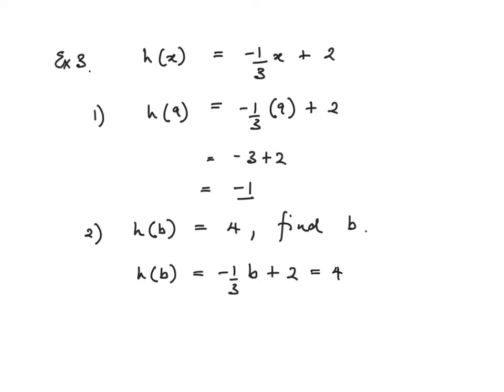Now, we saw in example 2 that we solve this as we normally would an equation. So I'm going to subtract 2 from both sides. That leaves me with minus 1/3 b equals, well, 4 take away 2 is 2. How do I get rid of a dividing 3? I multiply both sides by 3. So I have minus b equals 2 times 3 is 6. And all I need to do now is multiply both sides by minus 1, or divide both sides by minus 1, which means that b equals minus 6.